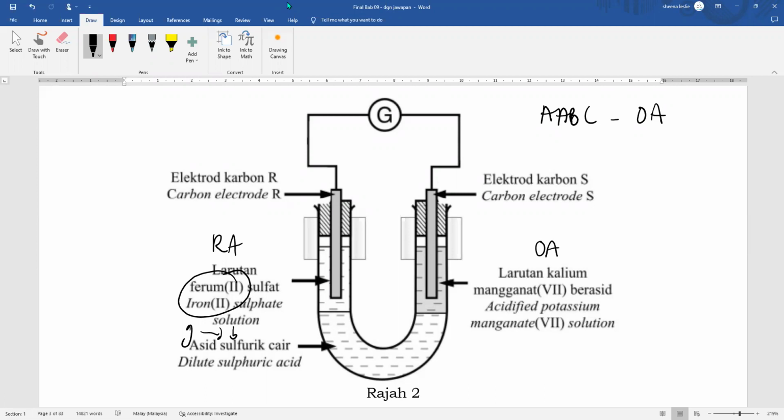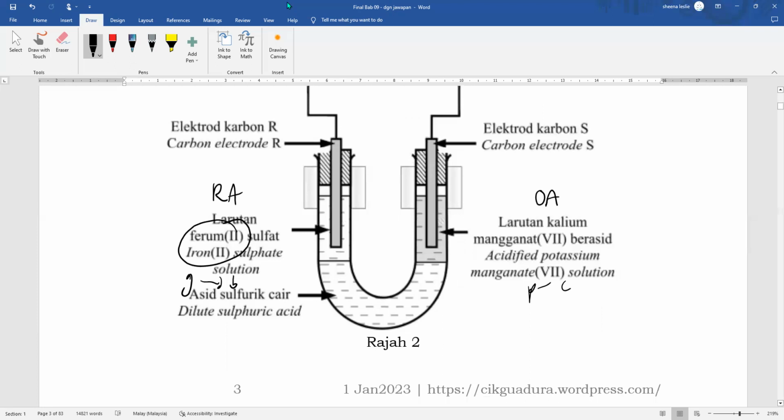Okay, acidified potassium manganate 7 solution. What color is it changing from, and to what color? Purple to colorless. Okay, purple to colorless. Correct. Give me my half equation now. See, even before I look at the question, I already can answer so many things. Clever. Okay, give me the half equation for each of it.